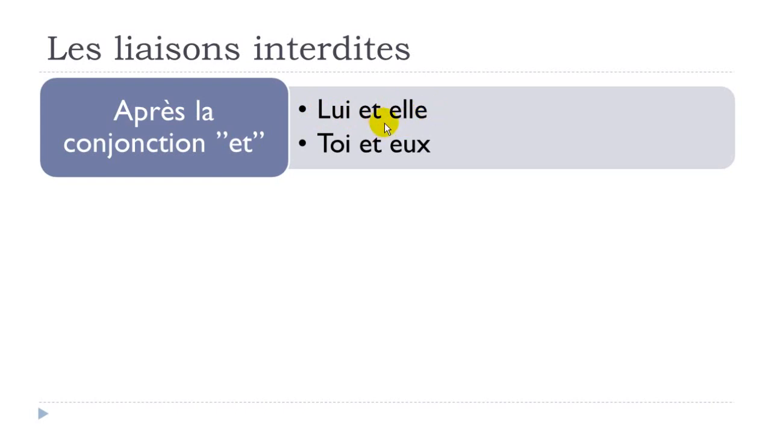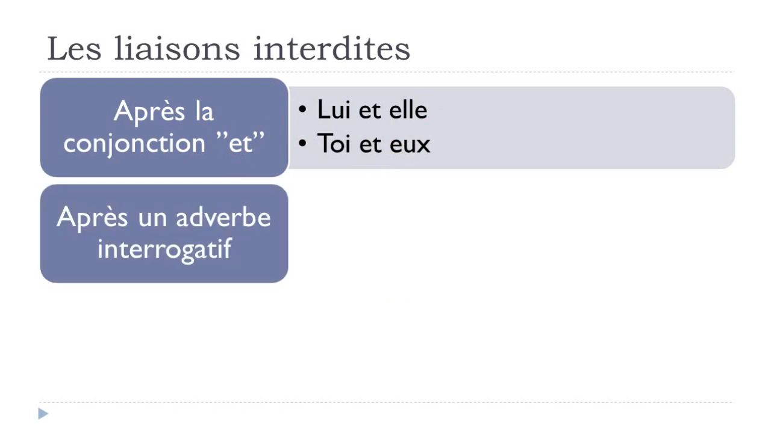Alright, so don't think about putting something between the two. Don't think about producing something like lui et elle. No, nothing here. Lui et elle. Okay? And it will be exactly the same thing in this example here. Toi et eux. Alright, so no liaison, even if it's a bit tempting because it would be possible. So when you get this et, remember no liaison after.